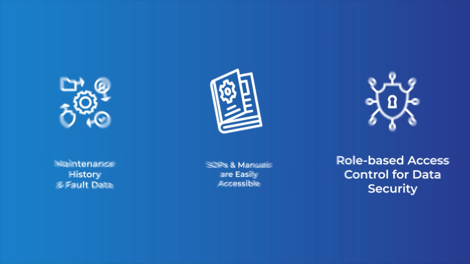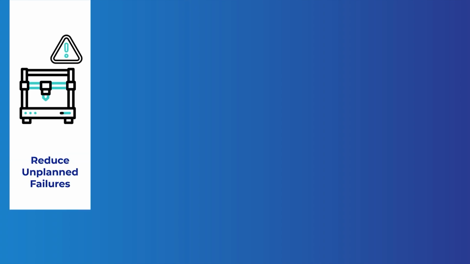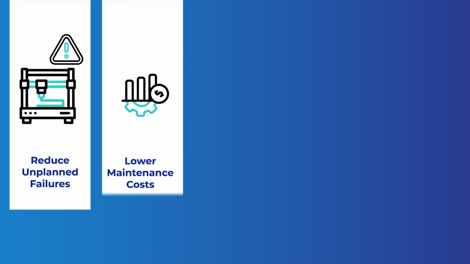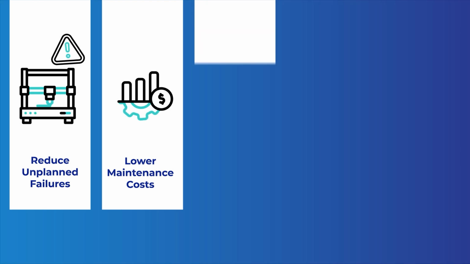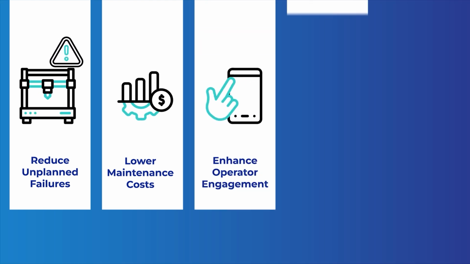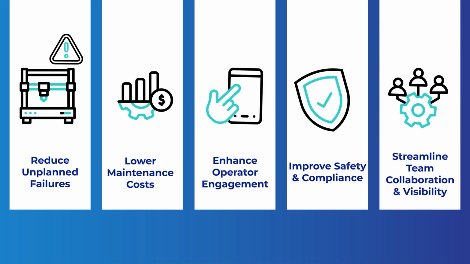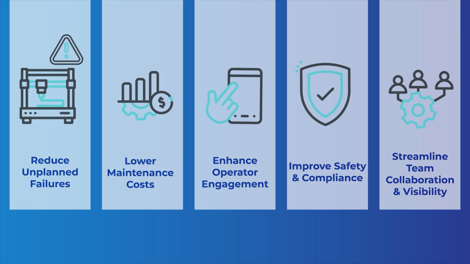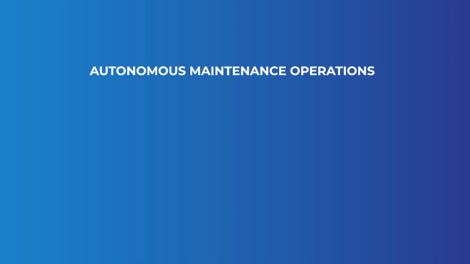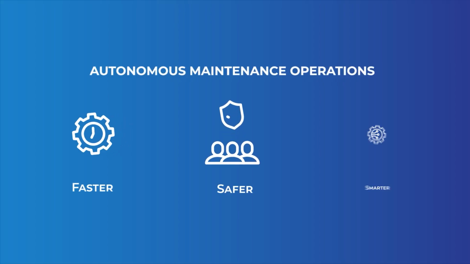With Unvired CILT Pro, you can reduce unplanned failures, lower maintenance costs, enhance operator engagement, improve safety and compliance, streamline team collaboration and visibility. Make your autonomous maintenance operations faster, safer, and smarter.